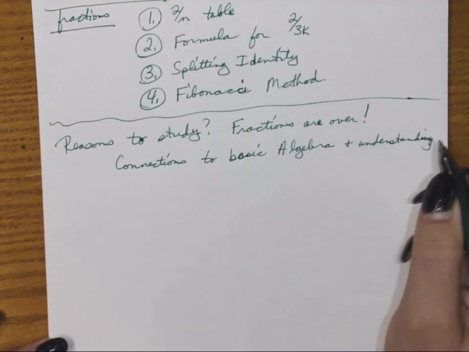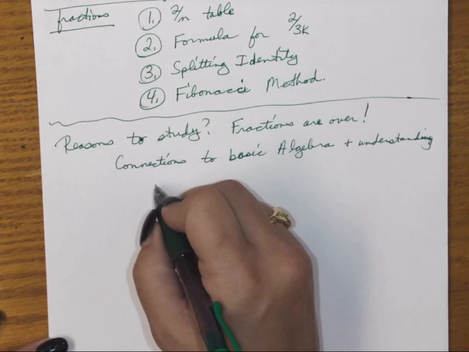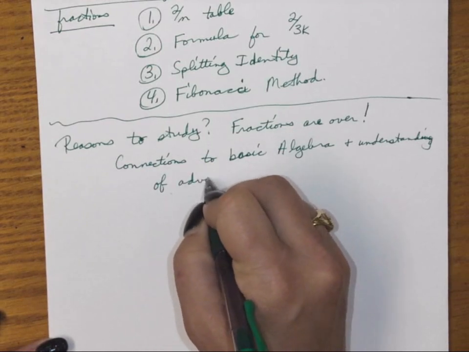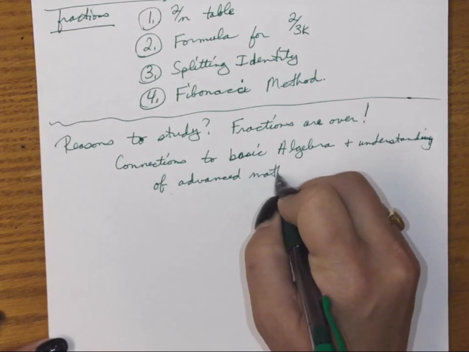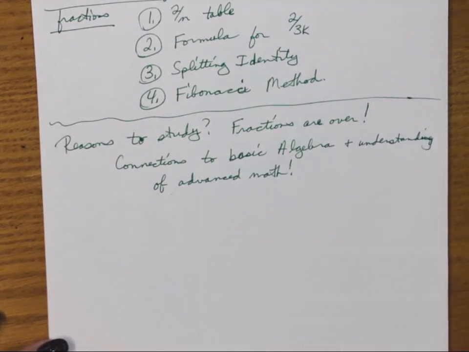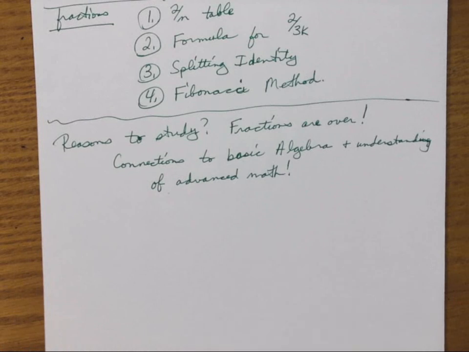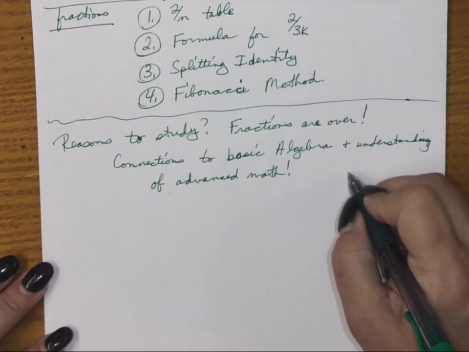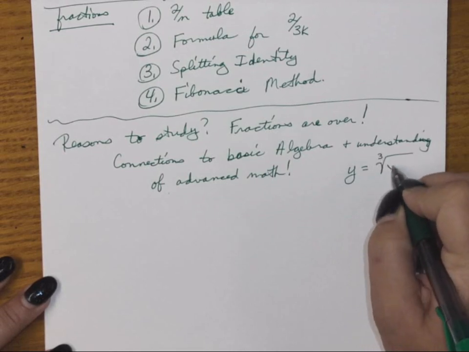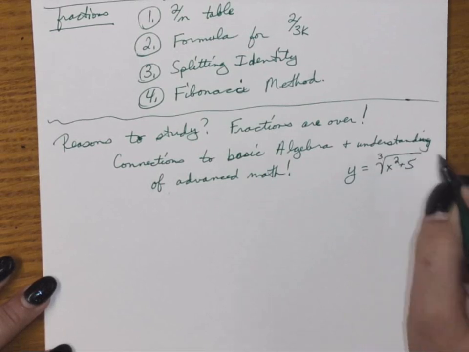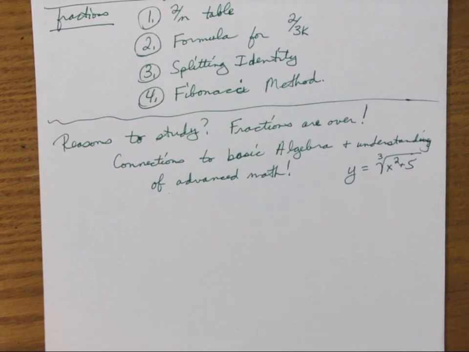So I know a lot of you are in some very advanced math classes, but here's a thought. If you were trying to take a derivative, let me finish that thought. Connections between basic algebra, basic mathematics, and the understanding of advanced math. So if you're trying to take a derivative and your original equation is y equals the cubed root of x squared plus 5, and you want to take that derivative, well, what do you need to know?